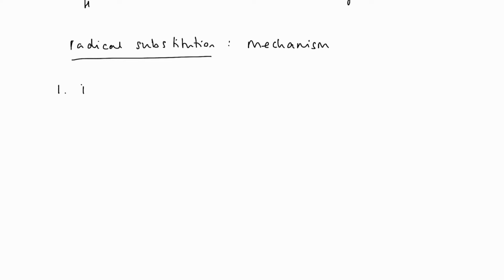During the first one, known as initiation, we use UV light to break the bond in the chlorine molecule. There's my pair of electrons in the covalent bond. The action of UV light causes homolytic fission. And what that means is that the bond breaks evenly. So one electron ends up on one chlorine atom and the other electron on the other chlorine atom.